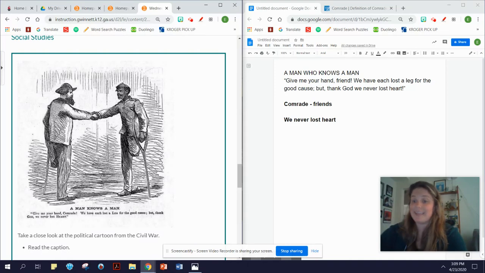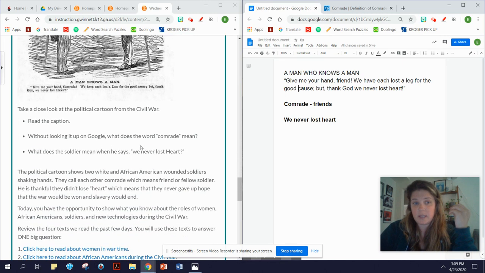They even lost a leg for the cause. That means this was something that was very, very important to them. Even though they lost a leg, they never lost hope and they never gave up. So this shows just how important this mission was for people that fought in the Civil War. They were willing to lose their life. They were willing to give up something as important as maybe a leg.